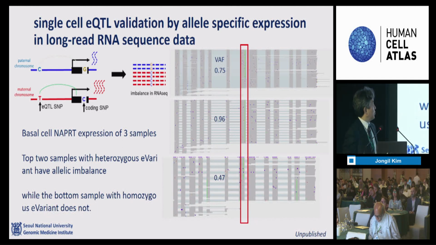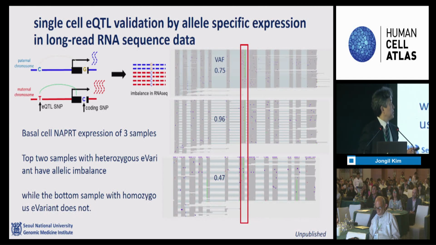For example, we just used 3 samples for long-read sequencing. This is the same site. All 3 individuals have a heterozygous SNP in this invariant region. But when you see these 2 samples, there is quite an imbalance in allele expression in these 2 data. And interestingly, this one has the same distribution.